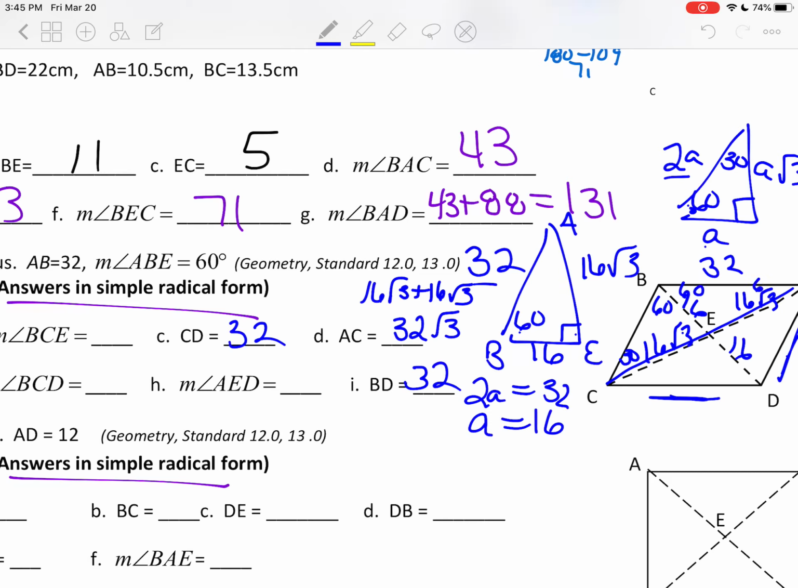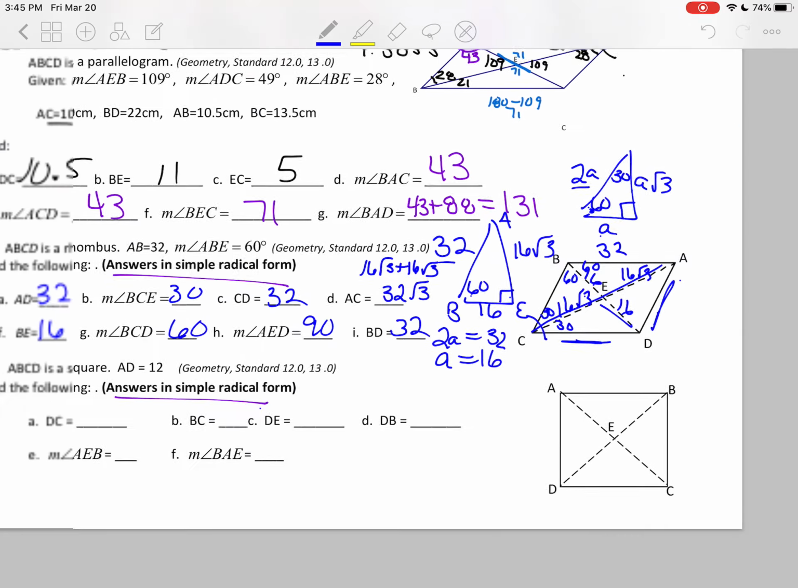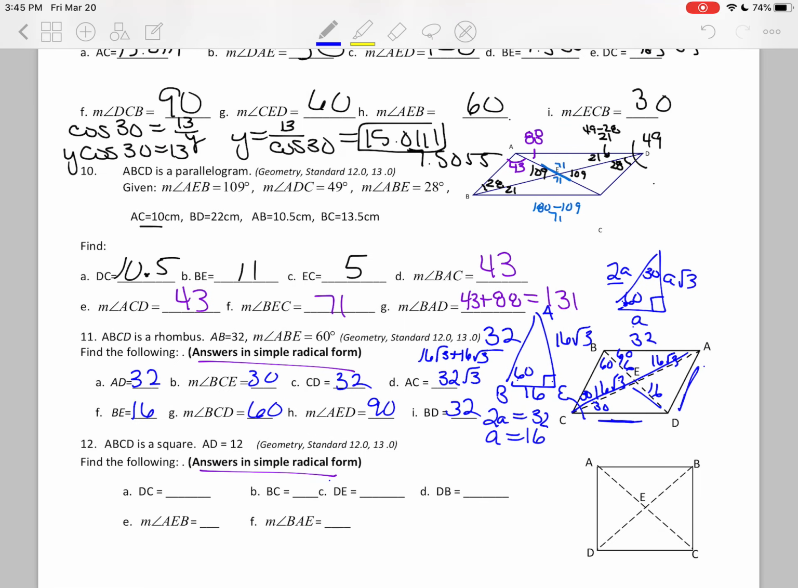This is 60. This is 60. I'm just doing that reflection. All right. So this is 30 degrees. BCD is the big angle here. Well, that's 30 and 30, which is 60. And AED, that's the one in the middle, and that is 90. All right. So that's the rhombus.